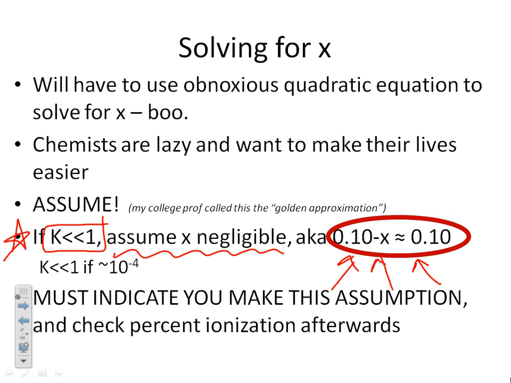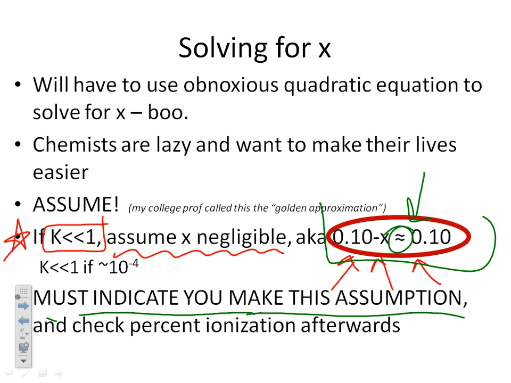Now, this assumption is going to make your life much easier. But as a trade-off for that, there are two things that you have to do. The first thing that you absolutely must do is right here. You must indicate that you are making an assumption. Meaning, you have to show me somewhere on your work that you are assuming that 0.1 minus x is approximately 0.1. And by the way, that approximation, this statement, 0.1 minus x, squiggle, squiggle, 0.1, that's all I need to see. It is understood that that is how you are stating your assumption, but that must be present.